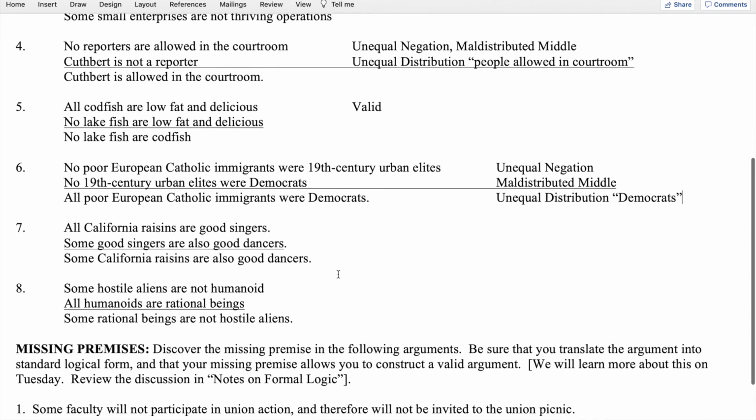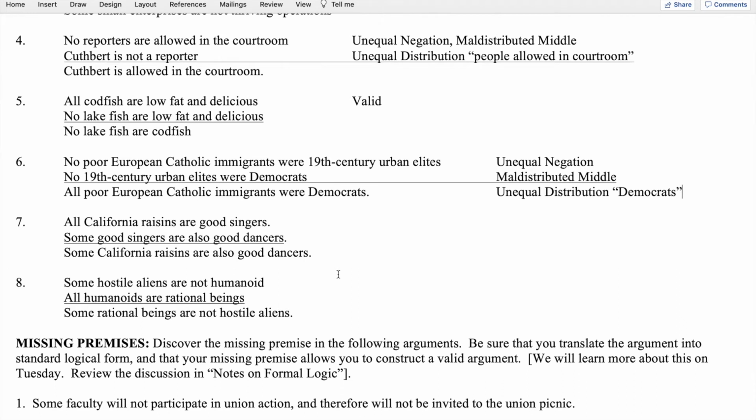Number 7: All California raisins are good singers. Some good singers are also good dancers. Some California raisins are also good dancers. Now this might seem like an archaic reference, but there used to be a commercial for raisins where the California raisins sang the tune, Heard It Through the Grapevine. So maybe I'll show you that old advertisement at the end of this homework review.